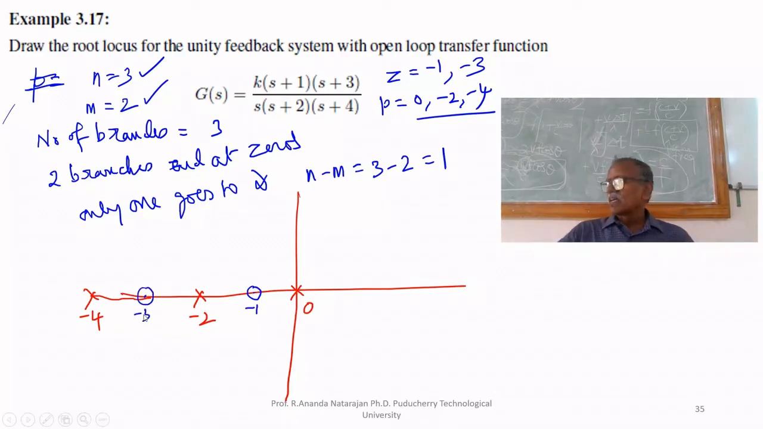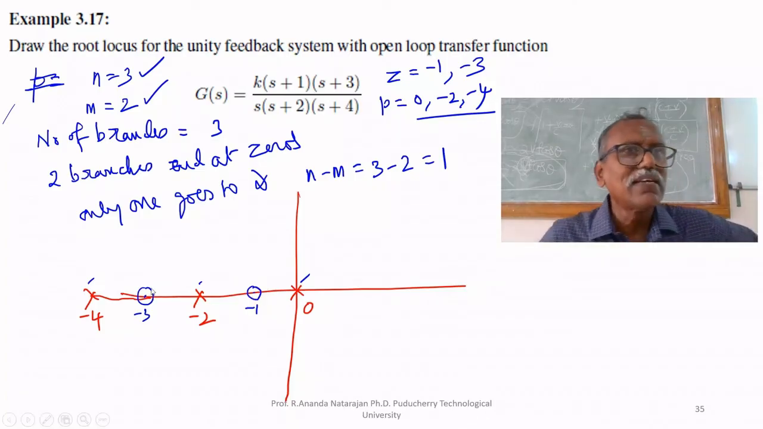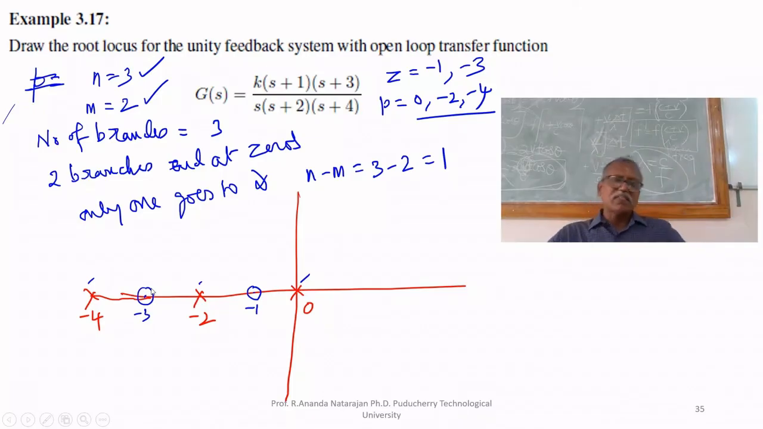The second rule says root locus branches start at open loop poles. So this is one starting point, this is another starting point, and minus 4 is another starting point. Where will they end? One root locus branch will end at minus 1, another will end at minus 3, and the third will end at infinity. Three root locus branches are there, out of which one will end at infinity.